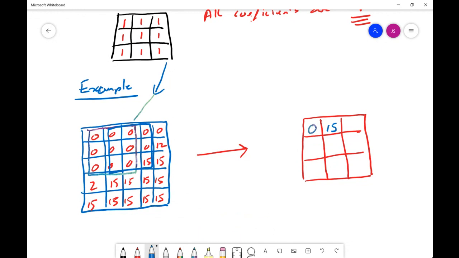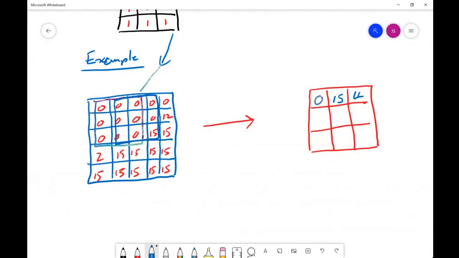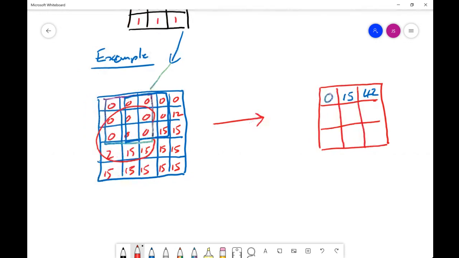Now imagine the window is shifting. If I draw all the positions, it will become messy. When the window is in the top right-hand corner, it will be covering 0, 0, 0, 0, 0. 15 plus 15 is 30, plus 12 is 42. Now we move the window down to the second row. So the window will now be in this region. And it is going to be 0, 0, 0, 0, 0, 0, 2, 15, 15. That is going to be 32.